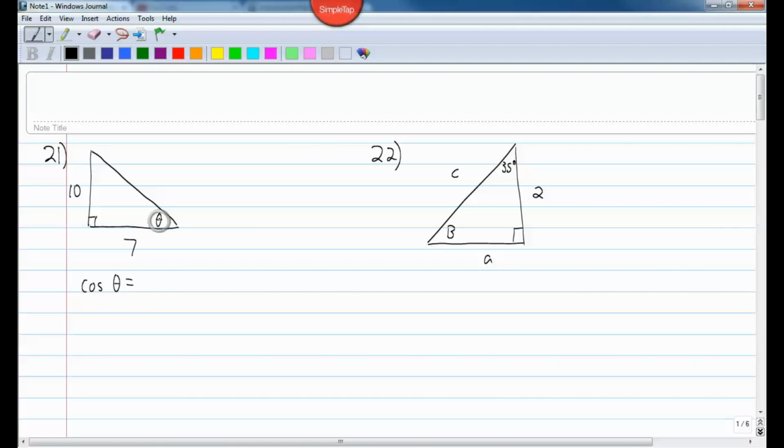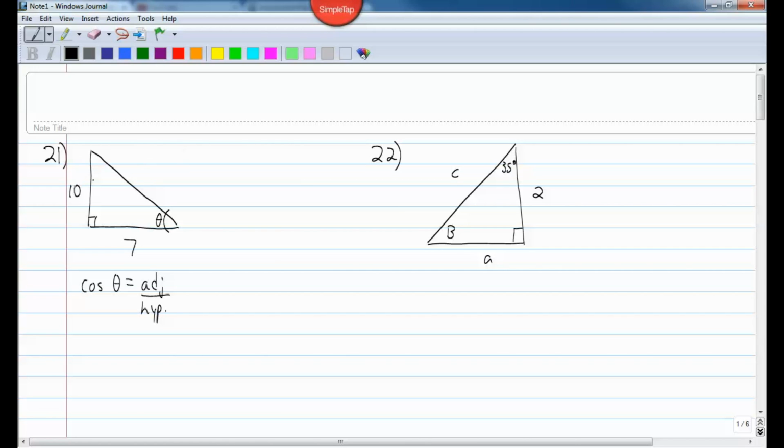Problem number 21 says, let's see, we're given this right triangle, and we want to find the cosine of theta for this right triangle. Recall that cosine is adjacent over hypotenuse. If this is angle theta, then I need the adjacent side, which is the side that touches theta but is not the slanted side, over the hypotenuse, which is the slanted side. We don't know what the slanted side is, so I'm going to have to use the Pythagorean Theorem to figure out what the hypotenuse is.